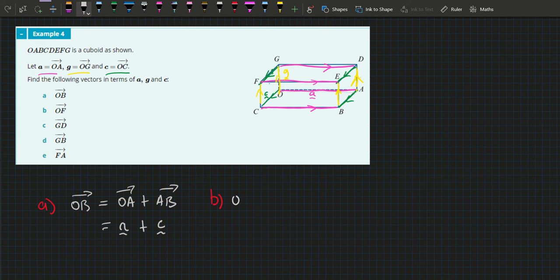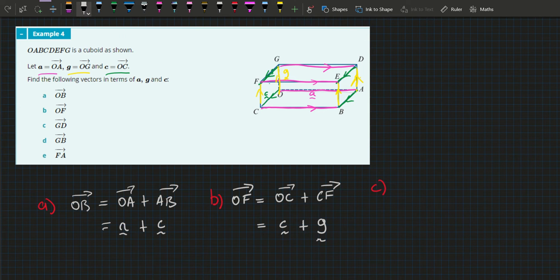So part B is O to F, and that's equal to, go along O to C and then C to F. So O to C and then C to F, not F to C. So O to C is a green one, which is C, and C to F is a yellow one, which is G. All right, and let's have a look at part C.